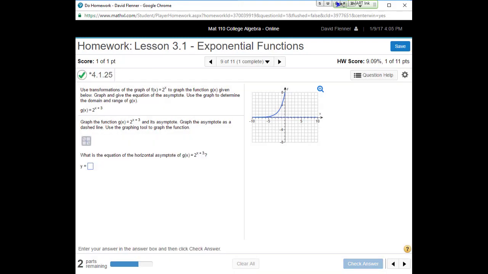The rest of this is actually fairly straightforward. When you're answering what's the equation of the horizontal asymptote, it's always going to be a constant. So just y equals 0 in this case. And then it's going to ask about domain and range and different things, and the rest of it's fairly straightforward. But that graphing is not necessarily user-friendly, I'll say. So that should get you going. Let me know if you have questions.